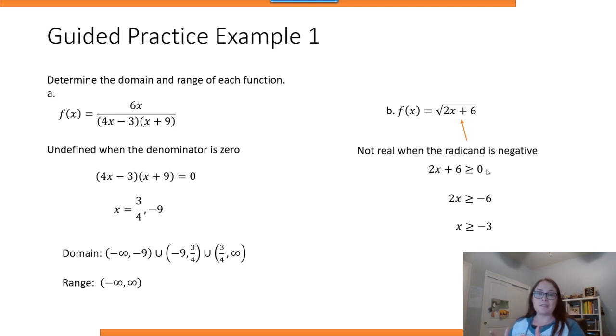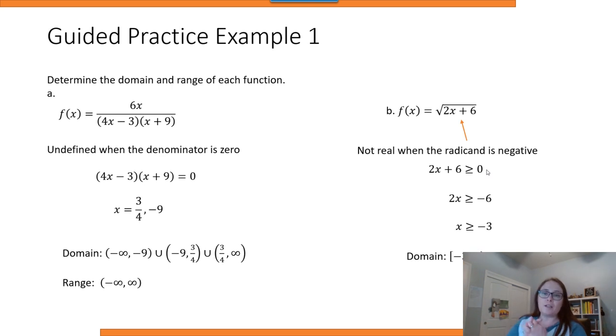Now that's the only place in the domain where I should have an issue: anything that is less than negative 3, so everything to the left. So my domain is going to be negative 3 all the way to infinity. Anything bigger than negative 3 is in my domain.